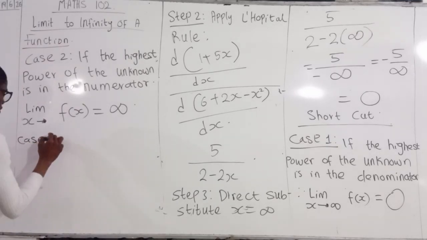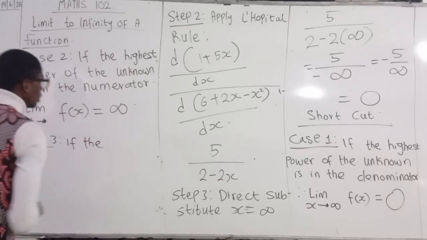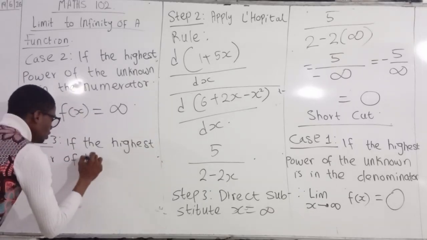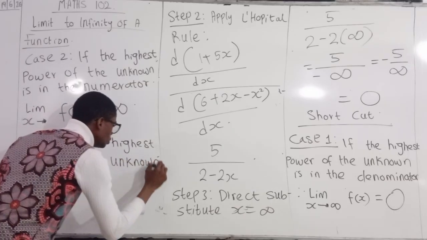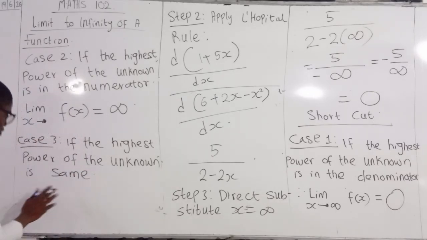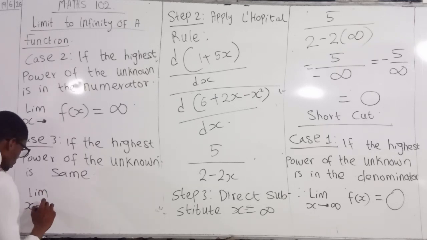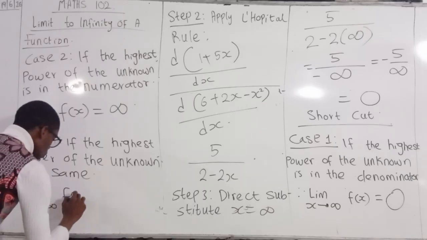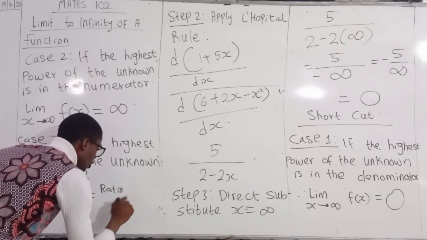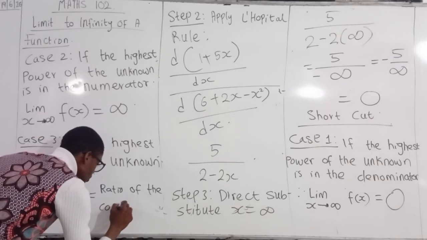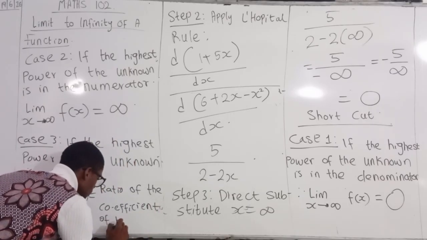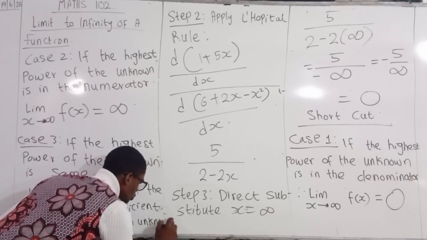Then the last one, case 3. If the highest power of the unknown is the same, therefore, it means that the limit as x approaches infinity of such a function will be the ratio of the coefficients of both unknowns. So that's just like a trick.